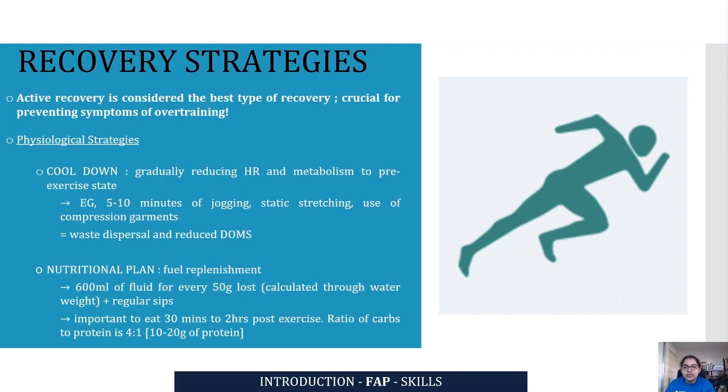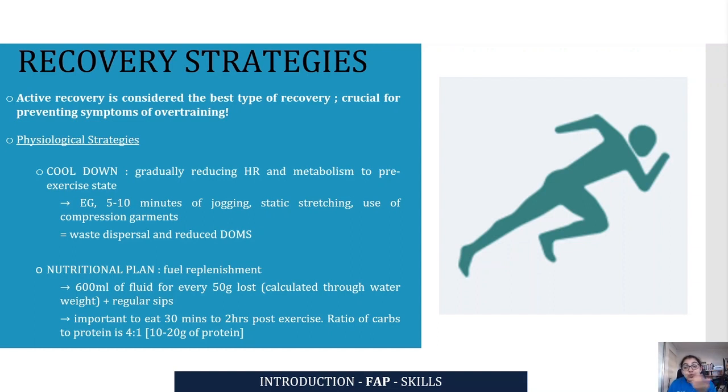Okay, now recovery strategies. Active recovery is considered the best type of recovery, and that is because it's crucial for preventing symptoms of overtraining. So we look at physiological and psychological strategies. Physiological strategies include cool down and reducing the heart rate, for example, and metabolism to pre-exercise state. Cool down generally can include 5 to 10 minutes of jogging. It can include static stretching. It can also include the use of compression garments, and cool down essentially leads to water dispersal and reduced delayed onset muscle soreness, so DOMS.